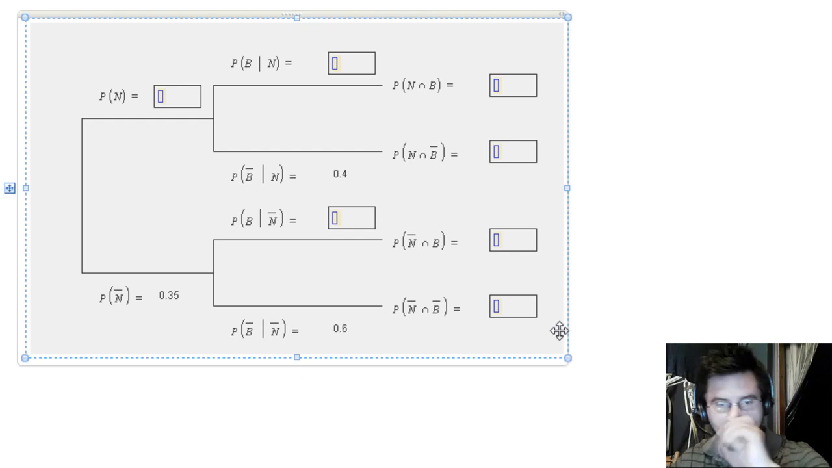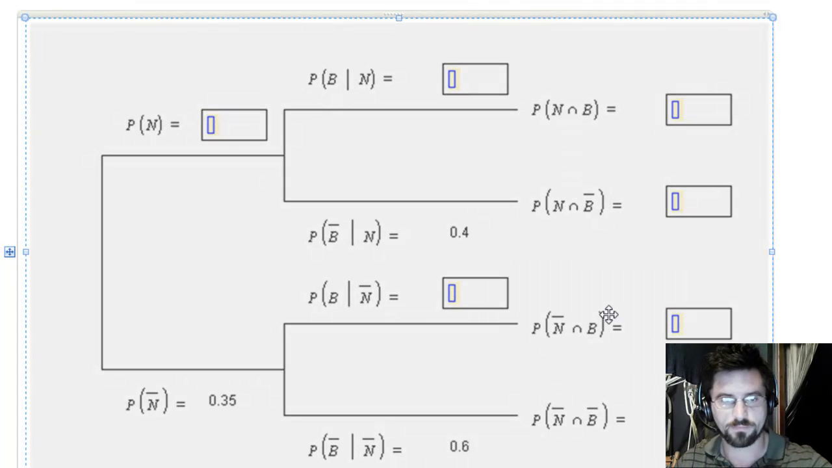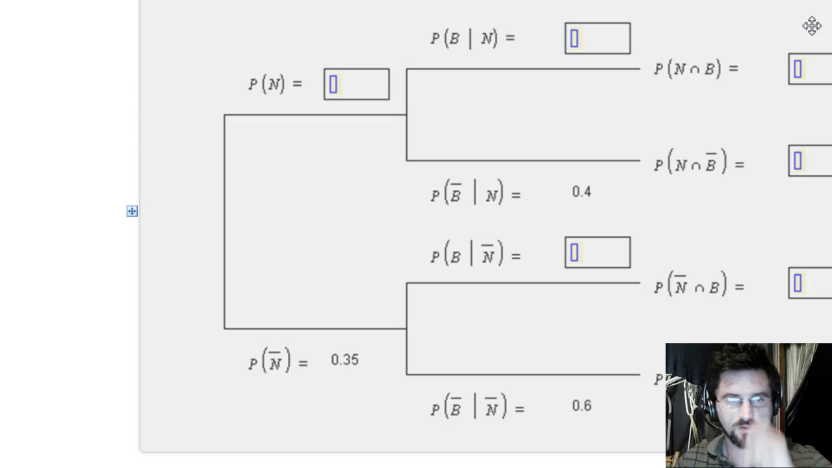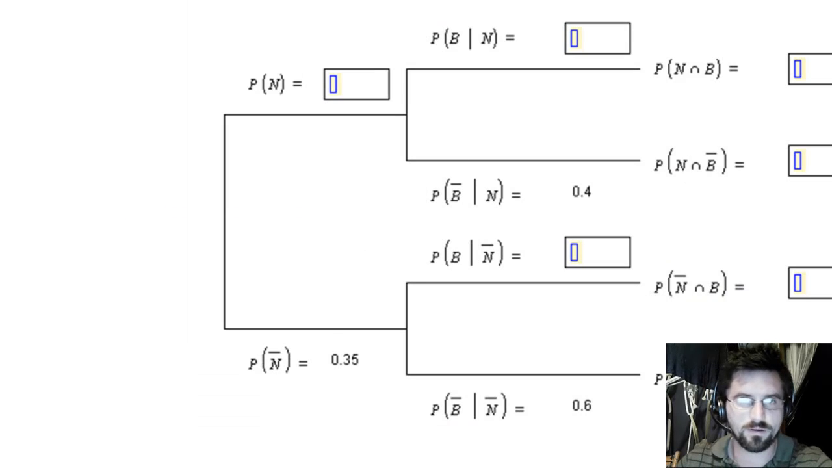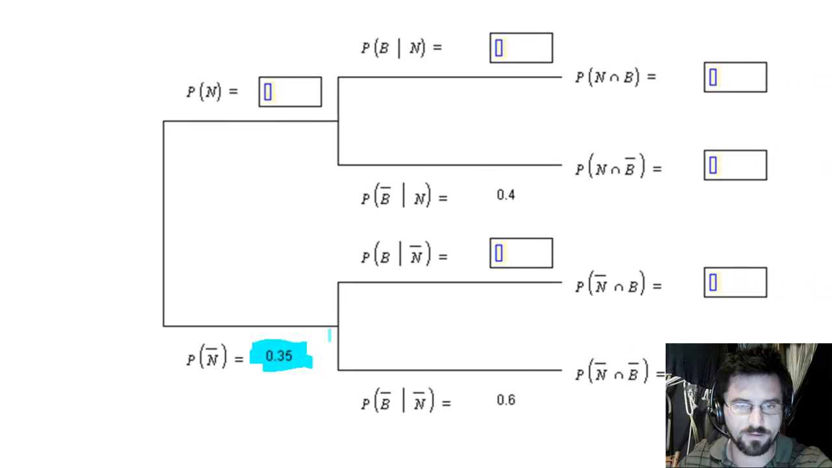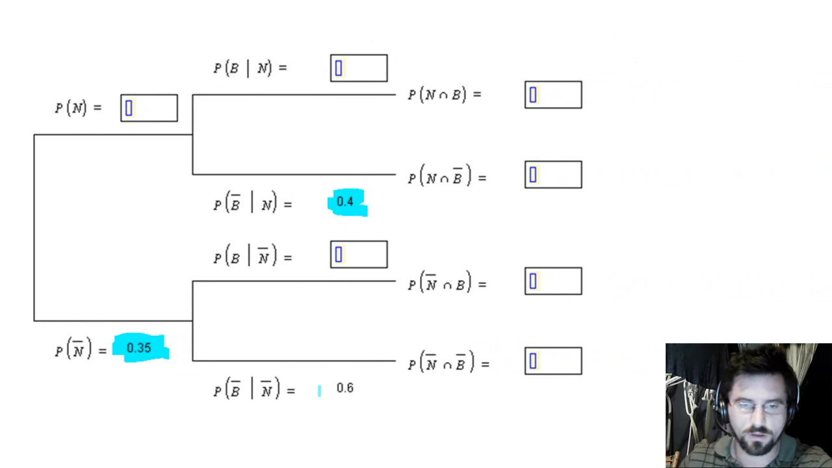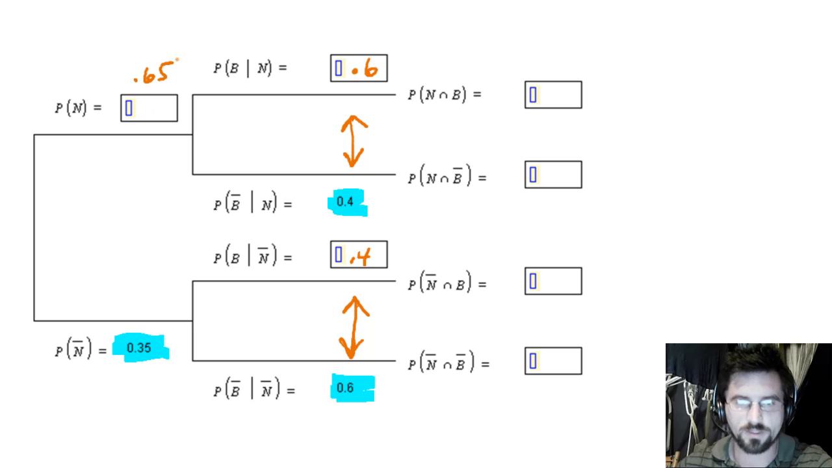Let me get rid of that. I'll make this bigger. So we have this. Down here, you see a 0.35. Here you see a 0.4. Here you see a 0.6. So first I'm going to fill in this. This is 0.65 because it's got to add up to 1. These two have to add up to 1, so this is a 0.6. These two have to add up to 1, so this is a 0.4. And now we just multiply.